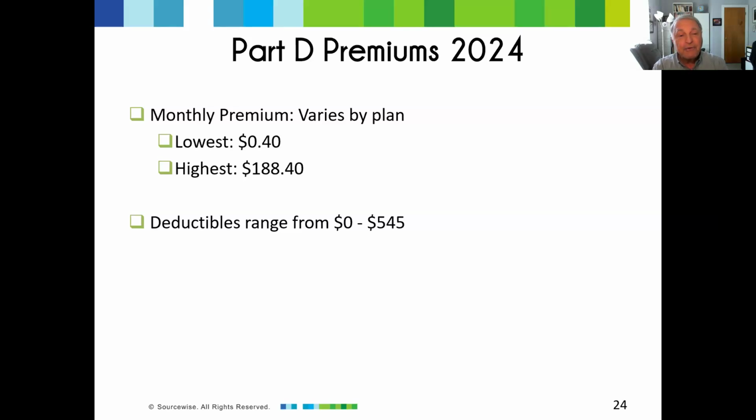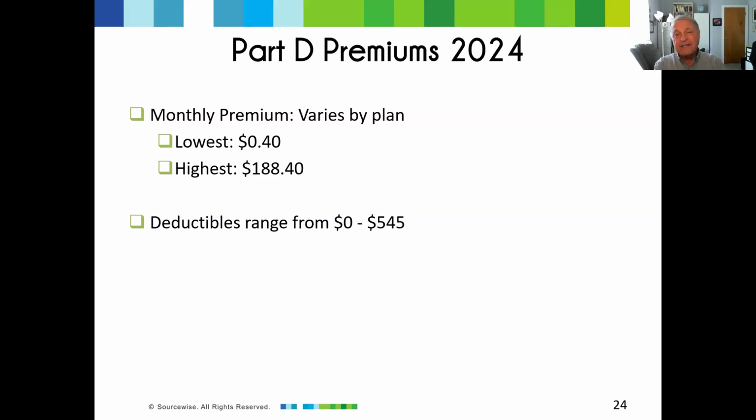That 40-cent a month premium, if you're not taking any prescription drugs right now, sign up for that 40-cent a month plan. That way, if something happens, you've got coverage, and you'll be able to change plans later if that turns out to be not a good plan for you. Some people make the mistake of buying a higher premium plan because they think it must be better. No, a 40-cent a month plan is not necessarily any better or any worse than a $188.40 a month plan. It depends on your medications and your particular circumstances.